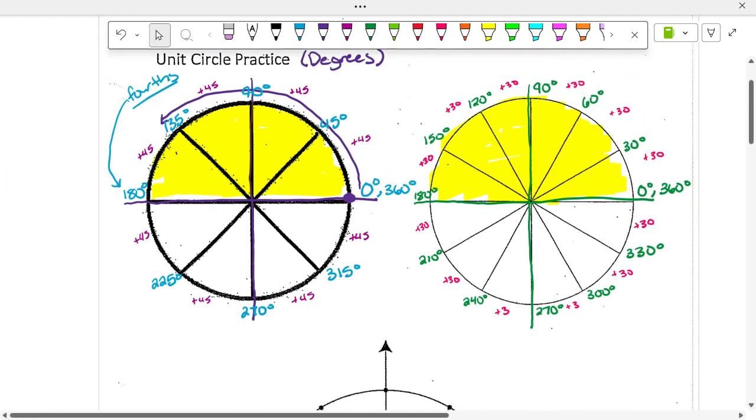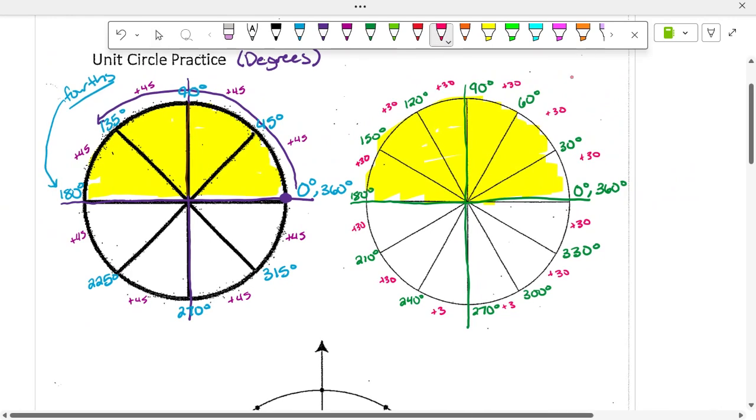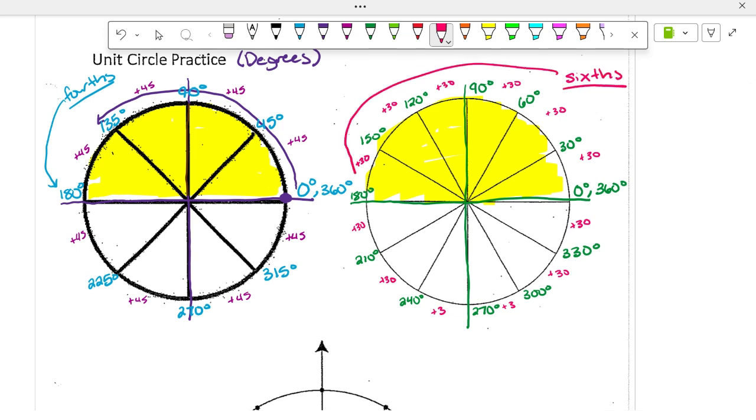So those are the two main parts. Again, this was the sixth, and again, it's in terms of 180. So if you really want to think about it in terms of 360, it's 12ths. But again, trust me, the sixth makes sense when you get to radians.